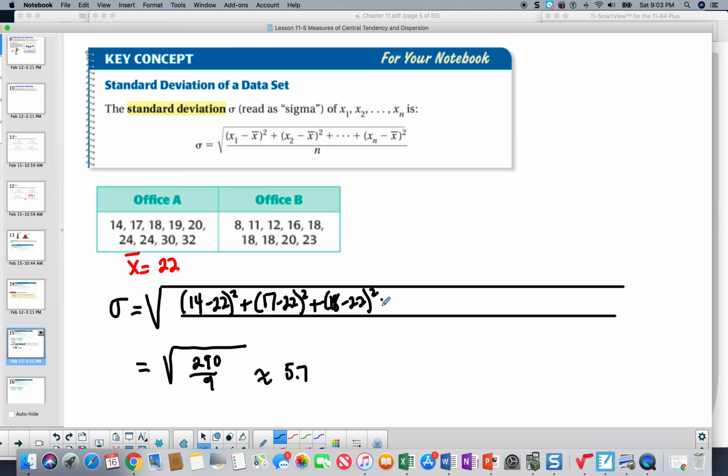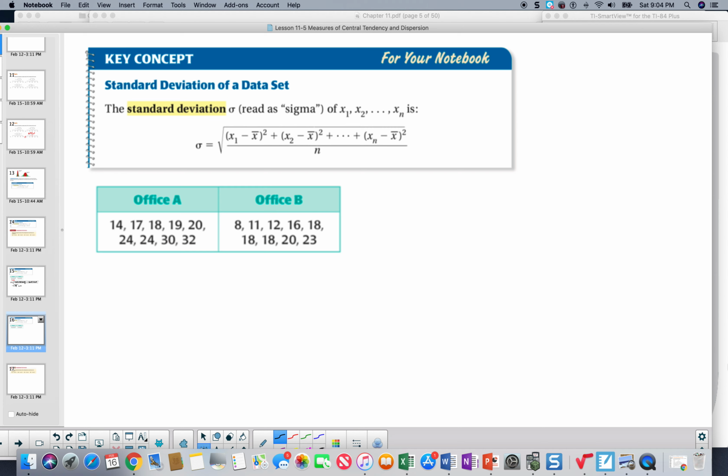And I'm not going to write them all out. I'll just put dot, dot, dot, and then next to the last data piece is 30 minus 22 squared plus 32 minus 22 squared. And then I'm going to divide it by the number of data pieces I have, which is 9. And this is the answer you're going to get. And so our standard deviation is 5.7. That's how spread out this data is.